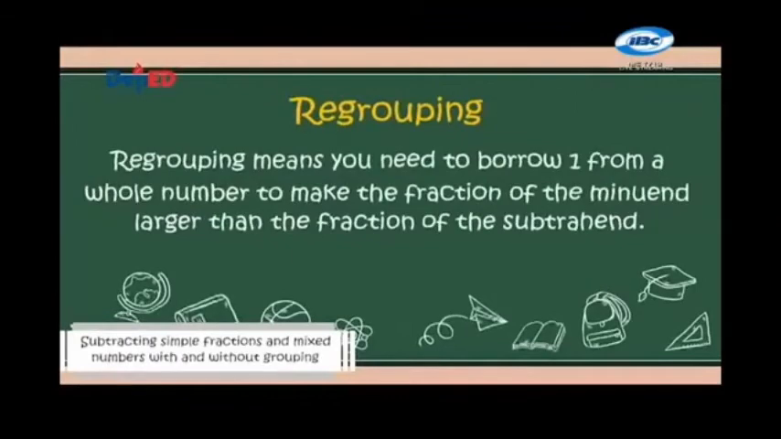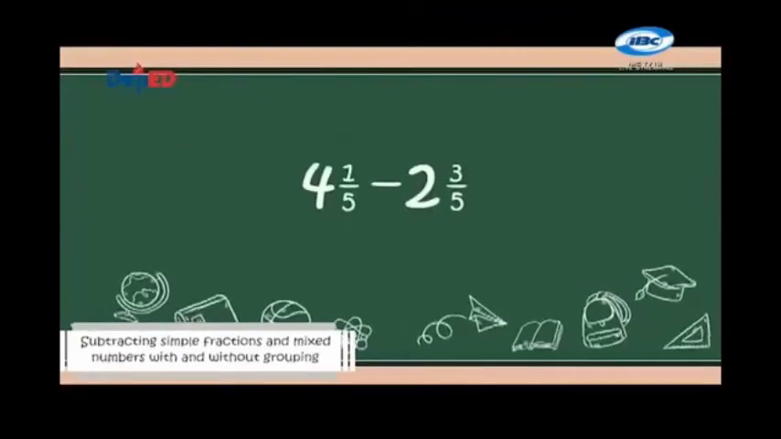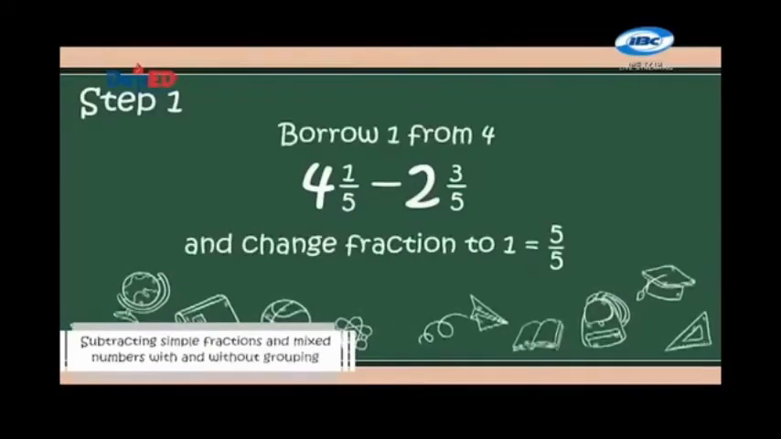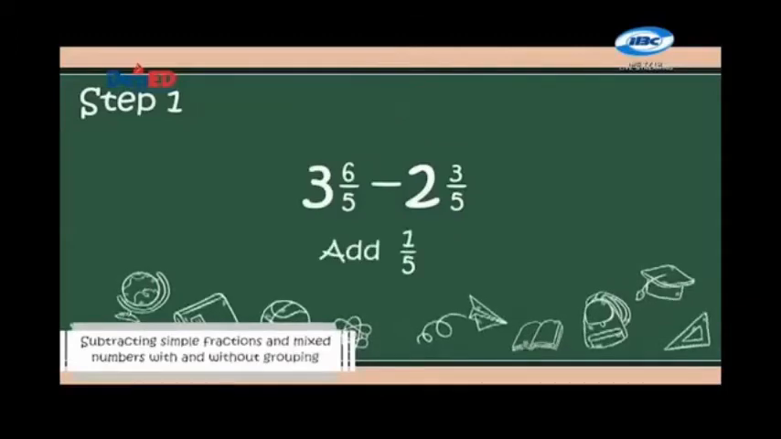Let's have this example. 4 and 1/5 minus 2 and 3/5. Step 1. Borrow 1 from 4 and change to fraction 1, which is equal to 5/5. Then add 1/5. We have now 3 and 6/5 minus 2 and 3/5.